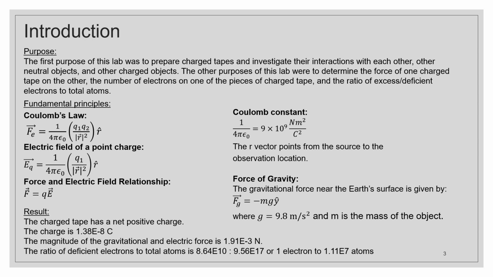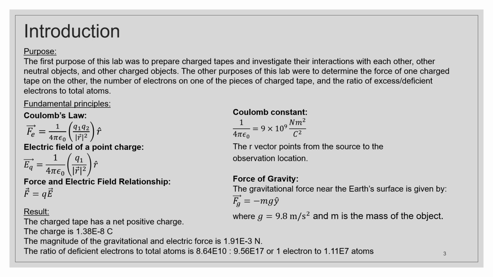Coulomb's law is shown on the slide and the value for Coulomb's constant is on the right. The r vector represents the vector from the source to the observation location. The force of gravity is the downward force exerted by the Earth, and it is negative mg y hat, where m is the mass of the object and g is a constant equaling 9.8 meters per second squared.